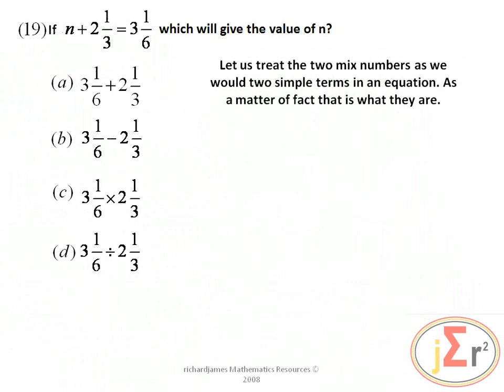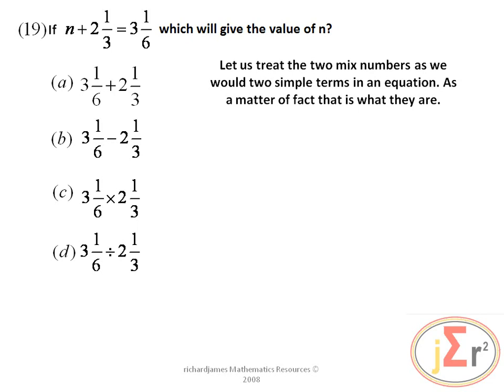Now, number 19 is an equation. And the problem is saying if n plus 2 1/3 is equal to 3 1/6, which will give the value of n. So, because we know that it's an equation, we are quite familiar from practice papers 1 and 2. We are well familiar with solving equations. So we are going to solve that to say which will give the value of n.